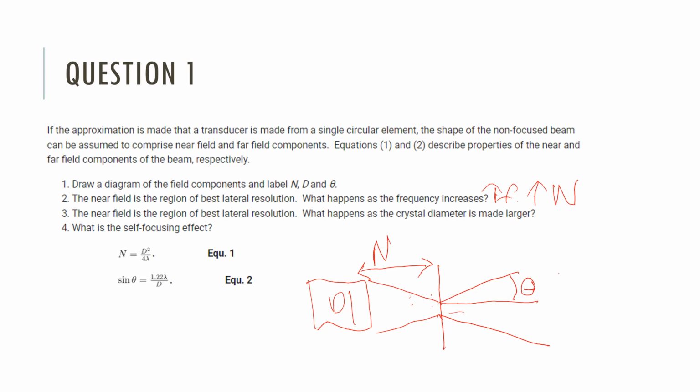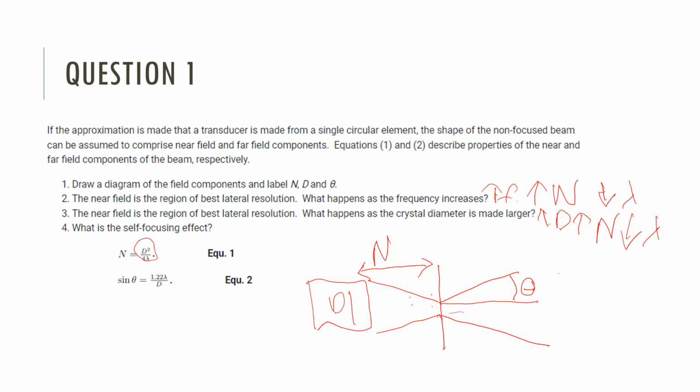Again, what happens if the crystal diameter is made larger? So we look at it here. Diameter is on the top. That means if we increase the diameter, we increase our distance here. If we decrease our diameter, we decrease our distance. So as we increase diameter, increase D, we increase N. Okay, so to put in wavelengths as well, decreasing wavelengths will give us a better lateral resolution here.